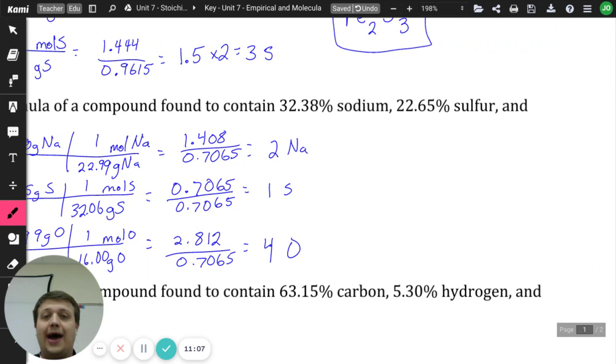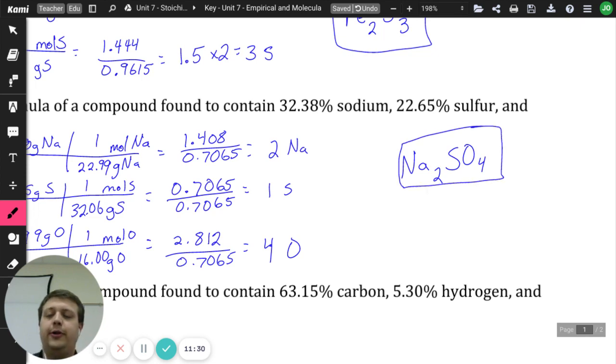So now I can actually rewrite. Well, so first off, before we do that, what's the last step? The last step is multiply to a whole, right? Well, all three of these are whole numbers, so we can skip that step. So I have Na, there were 2 of those. Sulfur, there's 1. Remember, we don't write a 1. And O, there's 4. So then this is my empirical formula.